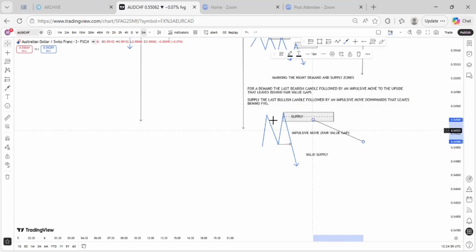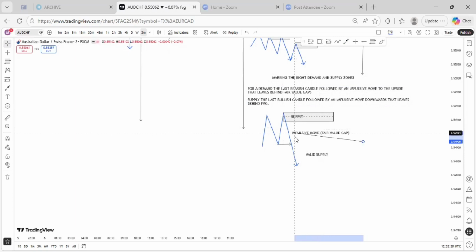Now, how do we know this supply zone is valid? Like I said earlier, it's the last candle, right? For a supply, the last bullish candle. So let's say we have a bullish candle over here, which is our supply zone. And then we have a massive pull downwards, right? Now, that is an impulsive move, right? And inside that impulsive move, we'll have what we call a fair value gap, right?